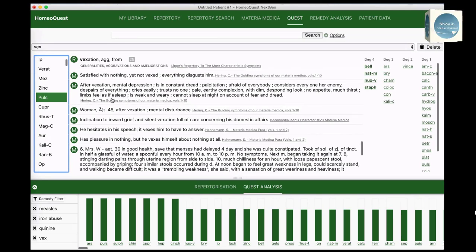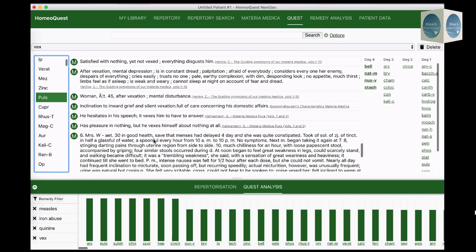By different authors. Look at Materia Medica. After vexation, this is what Hering writes: mental depression. So what has happened here is she's depressed after this vexation phenomenon. Depression is a very psychotic phenomenon. We'll just go and look more into this.